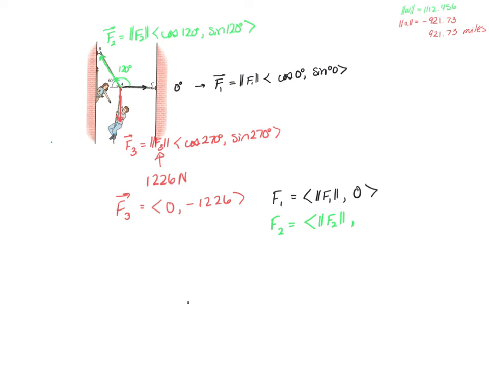And we have the cosine of 120. Cosine of 120, that's negative 1/2. That's going to be multiplied by negative 1/2. And then we have the F2 multiplied by the sine of 120, which is the square root of 3 over 2. And I am getting that from the unit circle.